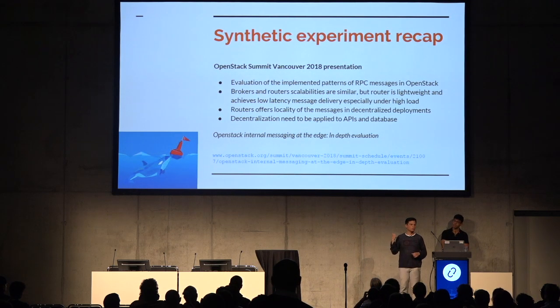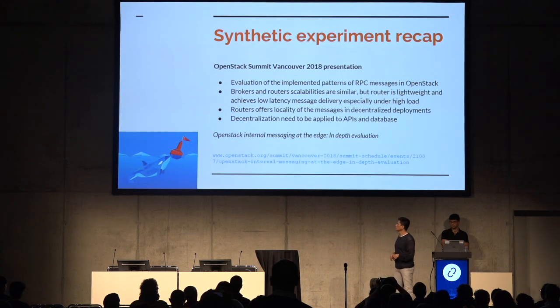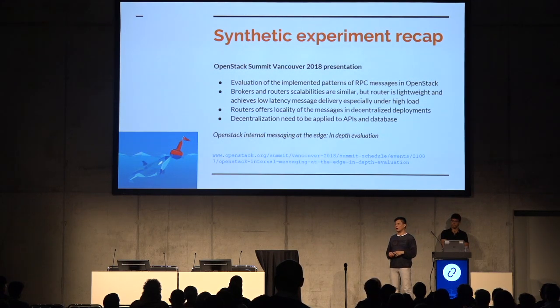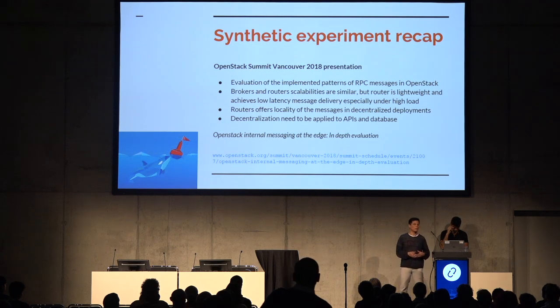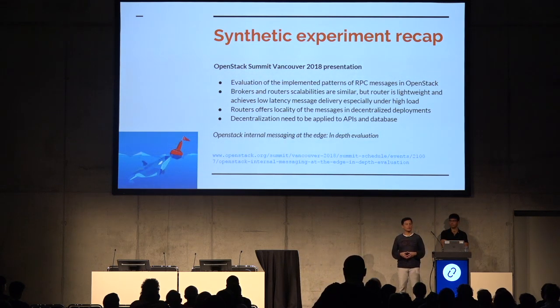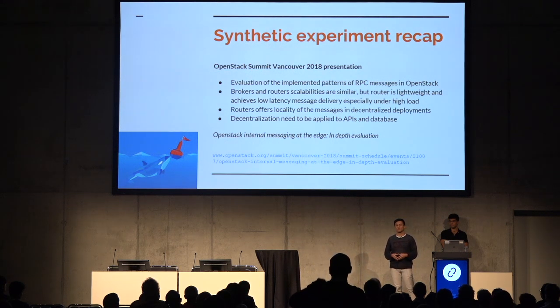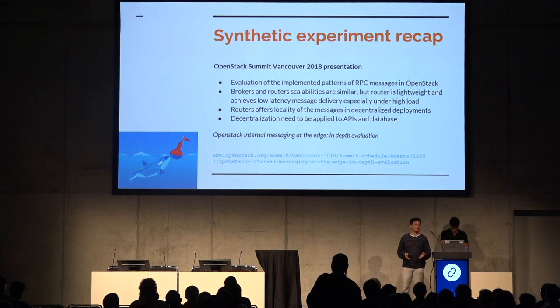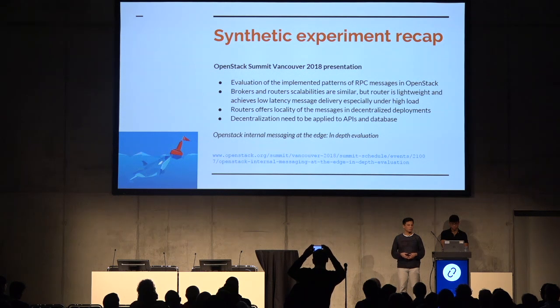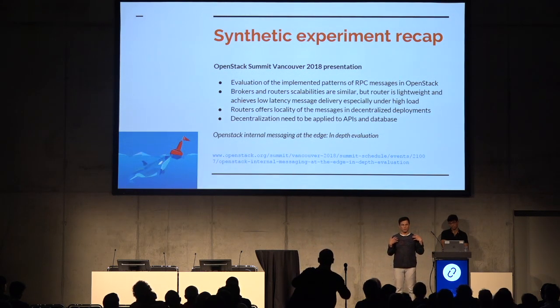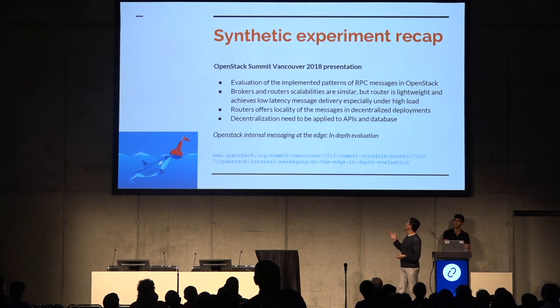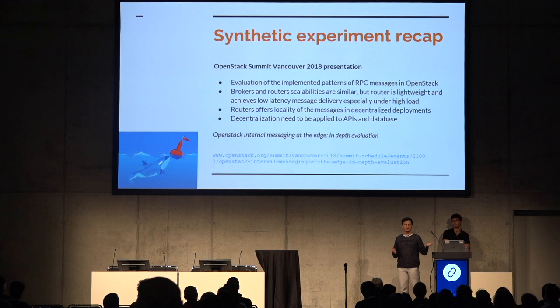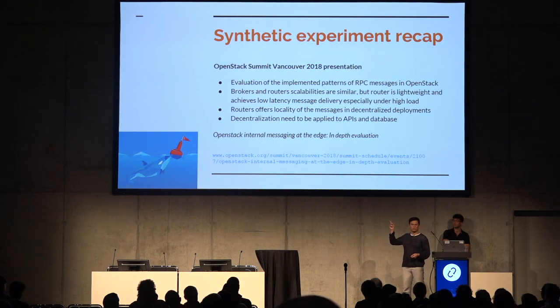In Vancouver this year, we presented the results of the synthetic experiments. So we worked with the three patterns of RPC implementations that are available on OpenStack, and we identified that brokers' and routers' scalabilities are similar, even though we identified the routers are lightweight and achieve lower message delivery latency, especially under high load. Also, we identified that routers offer locality of the message in decentralized deployments. However, to fully deploy OpenStack in a decentralized way, we also have to work with the API and the database. If you want more details about this presentation, please refer to the presentation on the website of OpenStack.